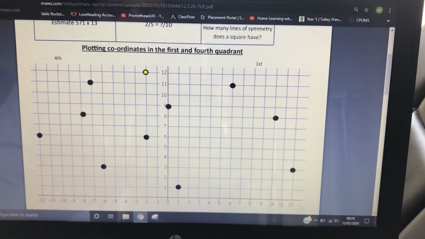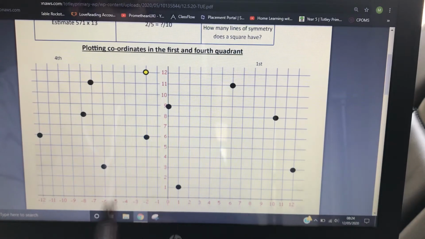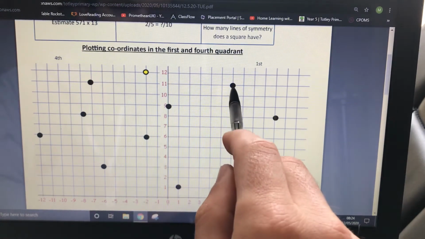Easy peasy. So you might want to start with the first one just to warm yourself up. So the first ones would be 1, 1. This one would be 0, 9. Because remember that 0 is part of the x-axis as well. This one would be 6, 11.